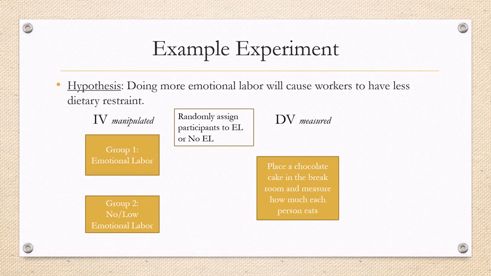As our dependent variable, we may place a chocolate cake in the break room and then have an observational measure of seeing how much each person eats. In order to make this a true experiment, we need to randomly assign workers or participants to our different groups, our independent variable levels. So each participant will be randomly assigned to either experiencing emotional labor or not experiencing emotional labor.